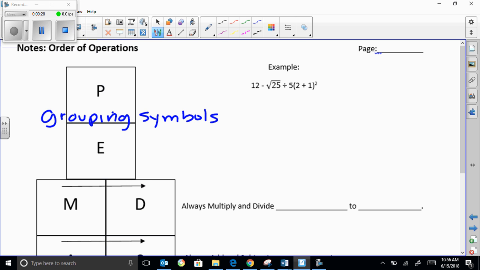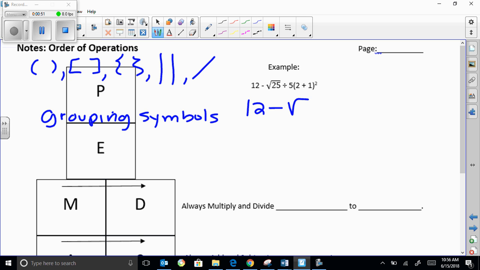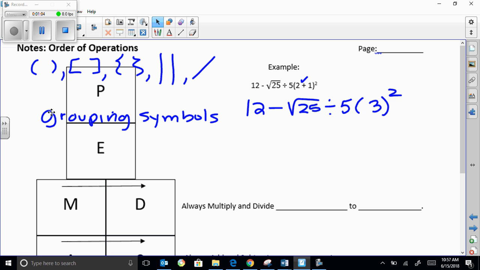My grouping symbol, yes, can be parentheses, but it can also be brackets, braces, an absolute value, and also a fraction bar. So the very first step we want to complete in order of operations is completing those particular items. So I have 12 minus the square root of 25 divided by 5 times 2 plus 1, which is 3. One step at a time, I completed my grouping symbol.